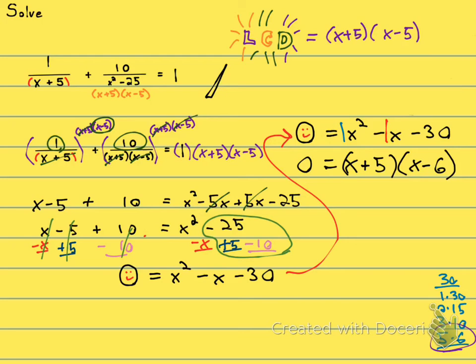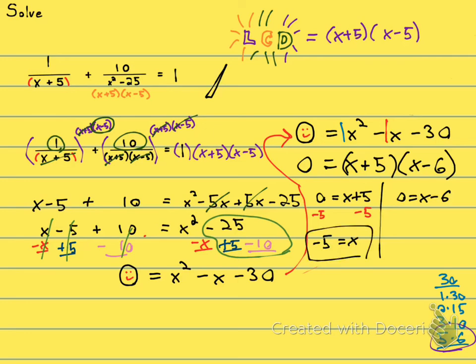Now, either one of these factors can be 0. So I'm going to set both of them to be 0. x plus 5 could be 0, or x minus 6 can be 0. Let's solve both of them. Subtract 5 from both sides. -5 equals x. That's one of my possible answers. Over here, I'll add 6 to both sides, and I will get 6 equals x. That's my other possible answer.